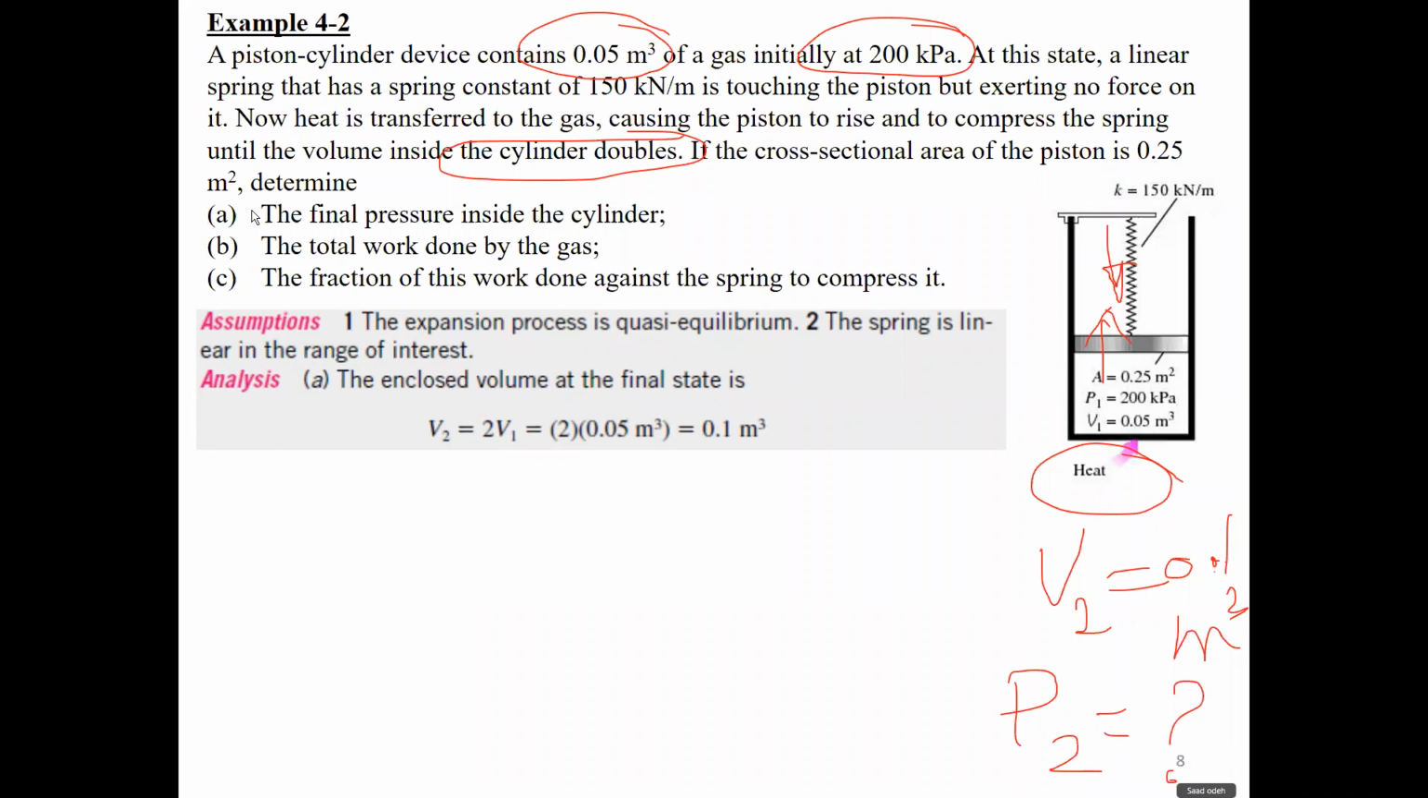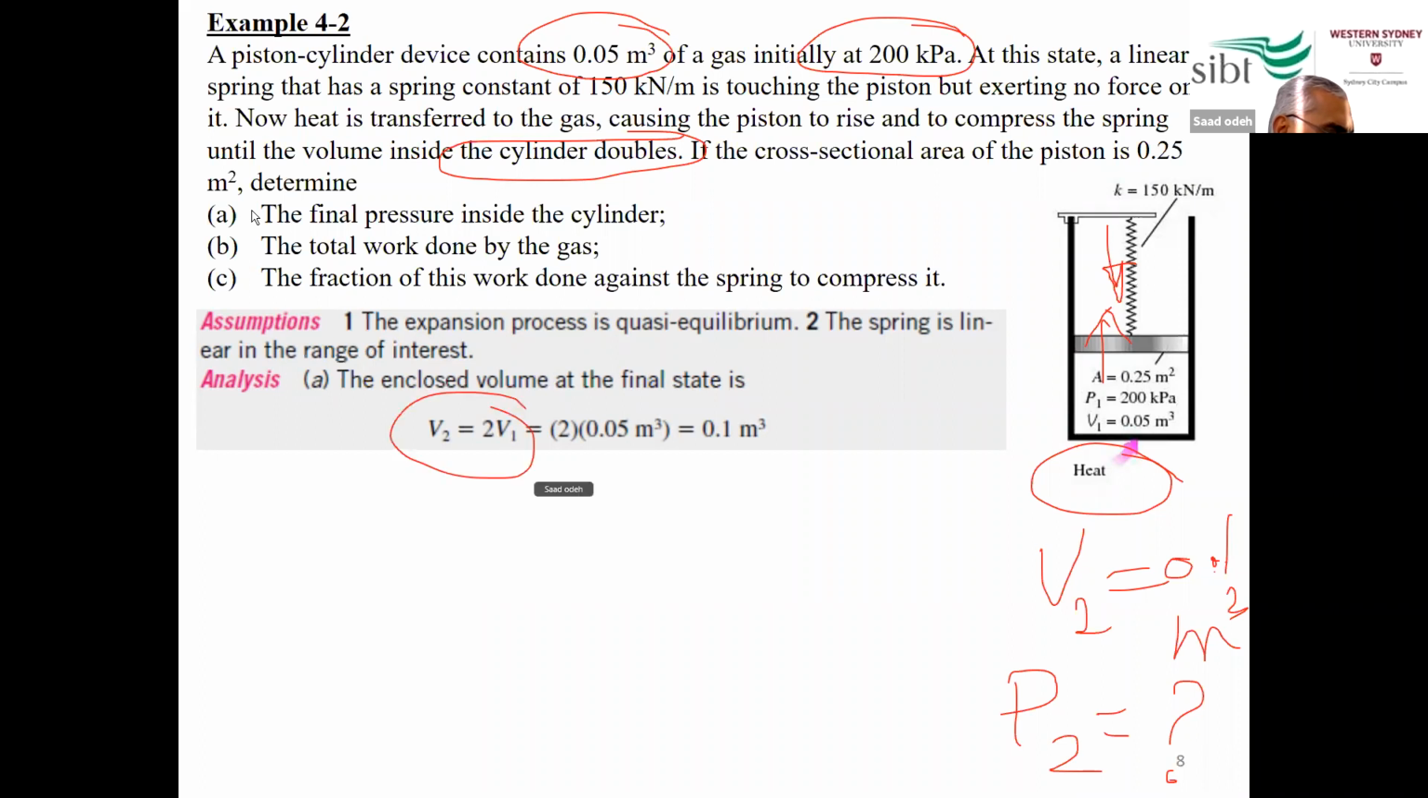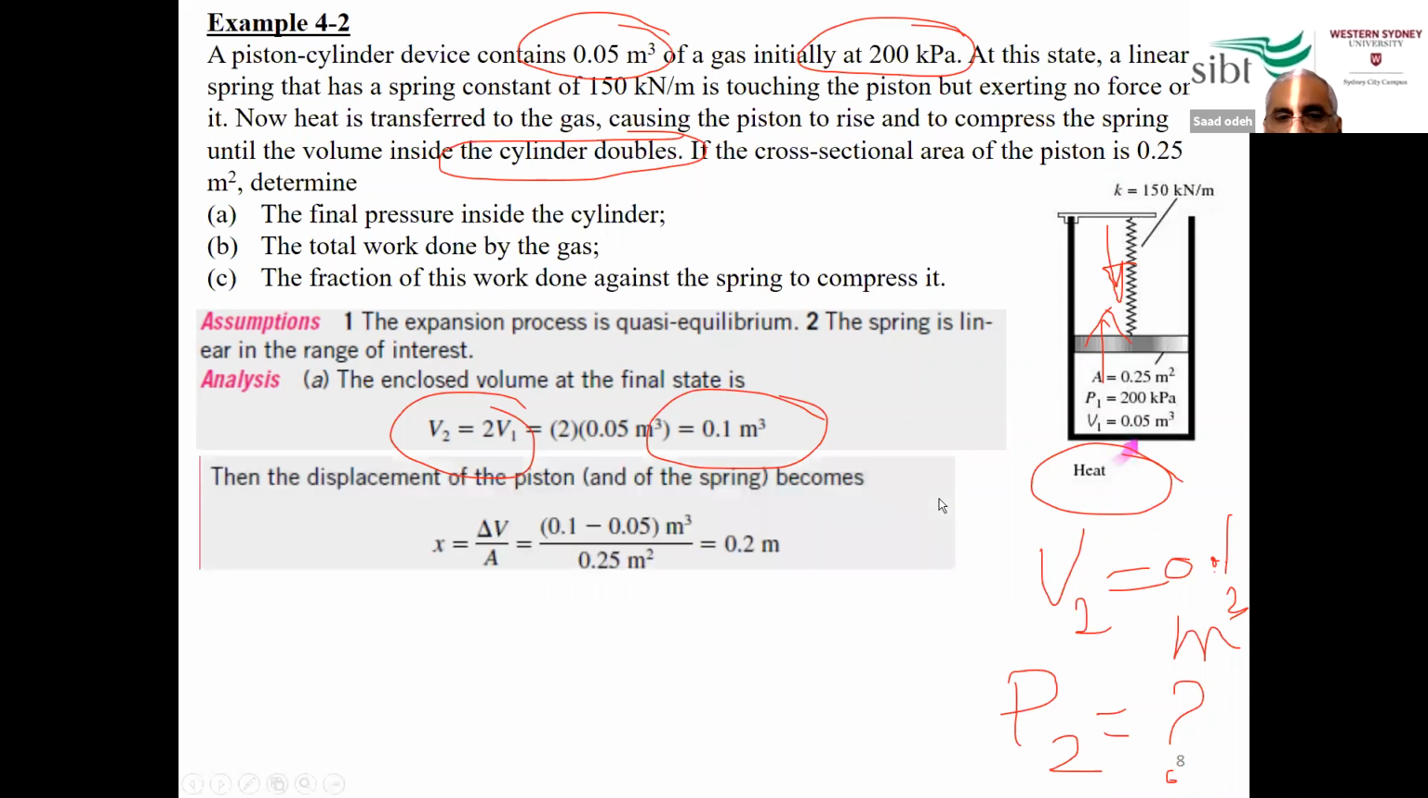Okay, so we don't know P2, right? So what we need to do here, again, we said that V2 is equal to 2V1, and we found the value of V2. That's good. We can apply the ideal gas equation for other values. So before that, in order to find out the pressure of the spring on the piston, we need to know the distance traveled, or to know the force.